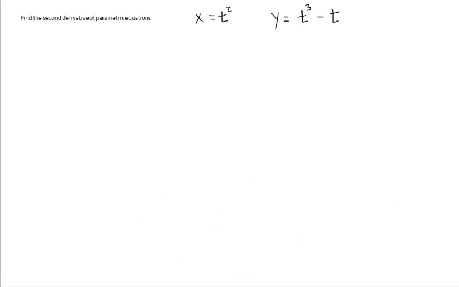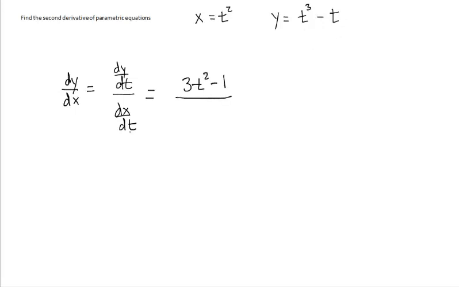In this next example, we want to find the second derivative of a parametric equation. And in order to find the second derivative, we're going to first need to find the first derivative. So we have, again, dy/dx is equal to dy/dt over dx/dt. So we have the derivative of y with respect to t is going to be the derivative of t cubed minus t, or 3t squared minus 1, divided by the derivative of x with respect to t, which is 2t.